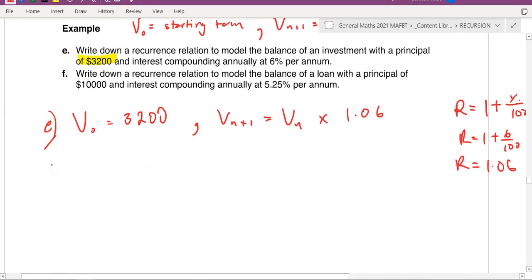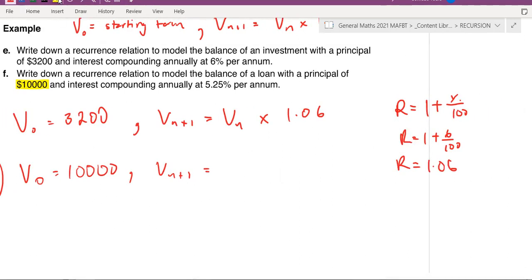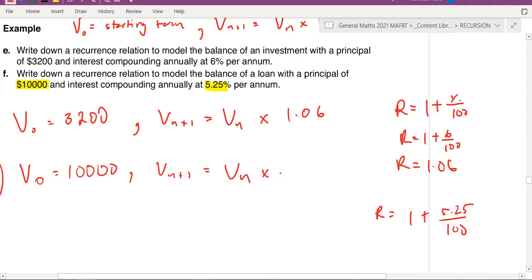Same thing, V0, I can see on my question right there, $10,000. So always start with writing the initial value, which is V0, and then Vn plus 1. I can see here that the percentage rate is 5.25, so R equals 1 plus 5.25 over 100, and that will equal 1.0525 as an R value. Okay, these are your R values.